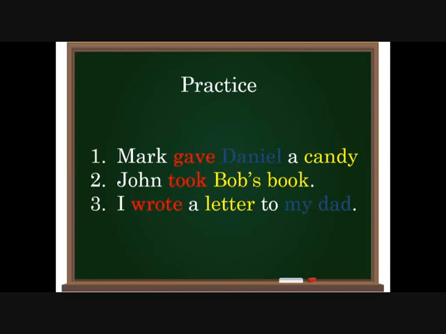Check this out. In the second one, I don't have any blue, so I don't have any indirect object in the sentence. By asking the question what, we find Bob's book. But Bob is not the indirect object here, because Bob cannot be the answer to the question to whom.